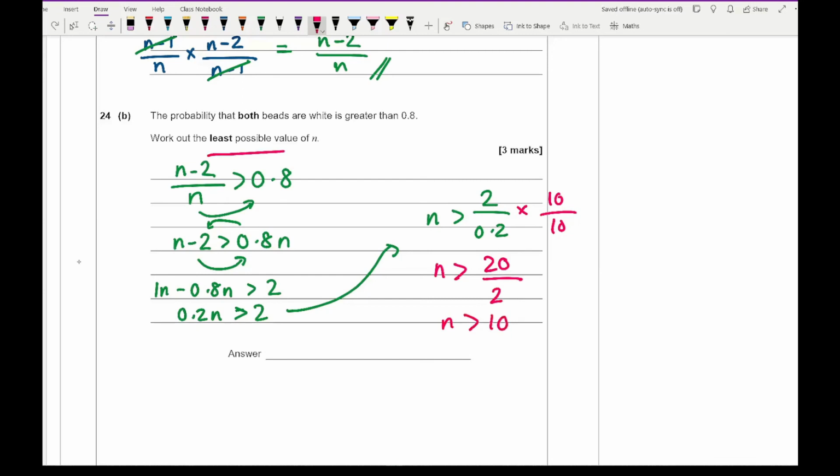So we're looking at the least possible value. So n has got to equal 11 because it's got to be greater than 10, and we're only dealing with whole numbers. So the smallest whole number that's bigger than 10 is going to be 11.